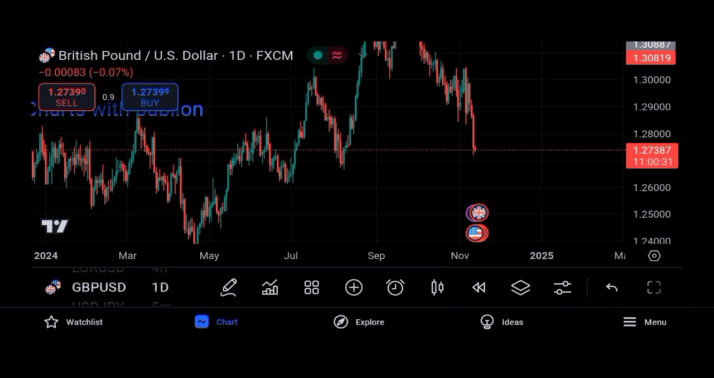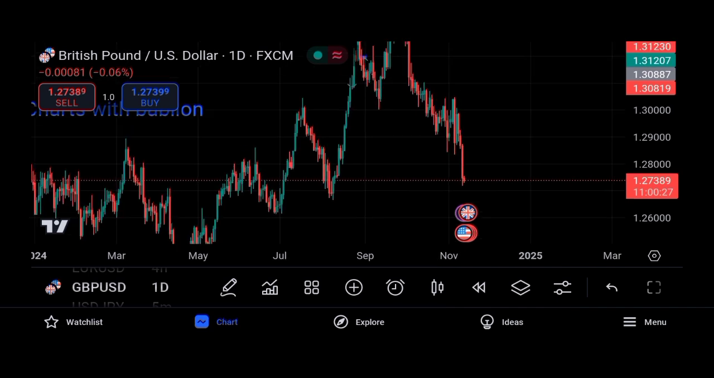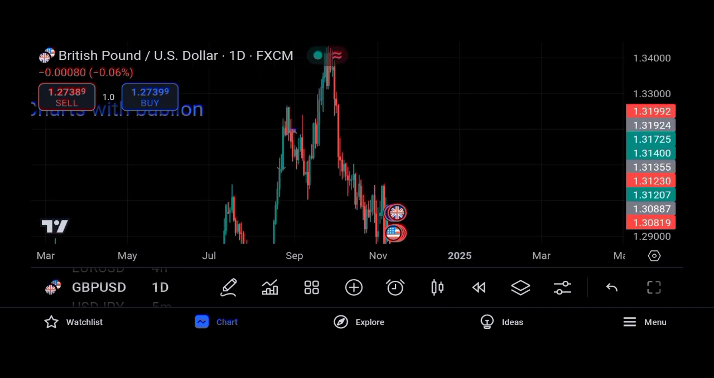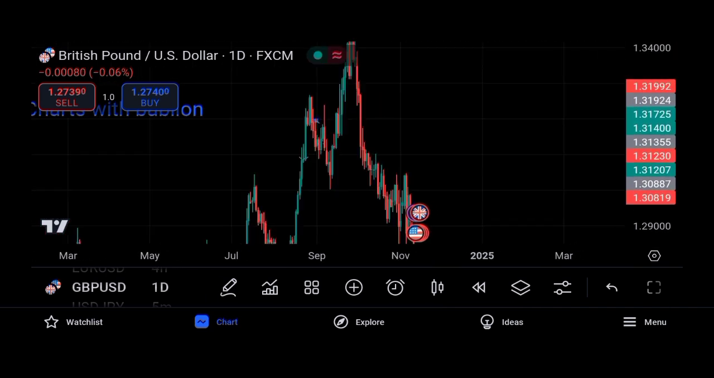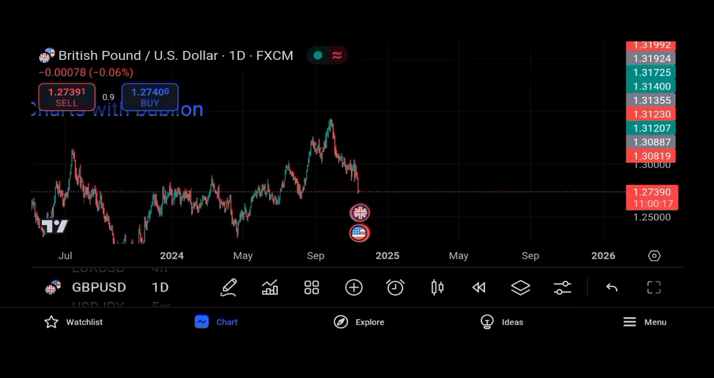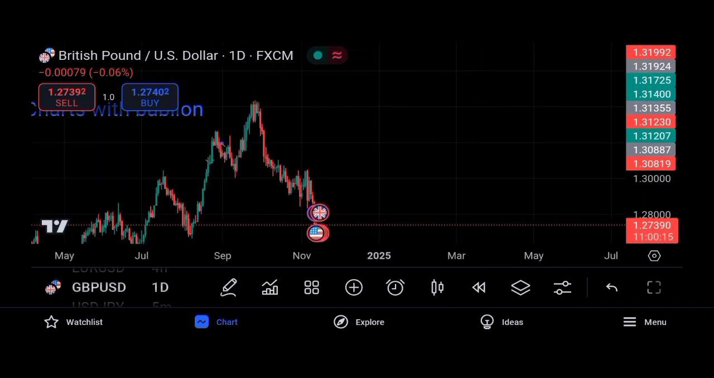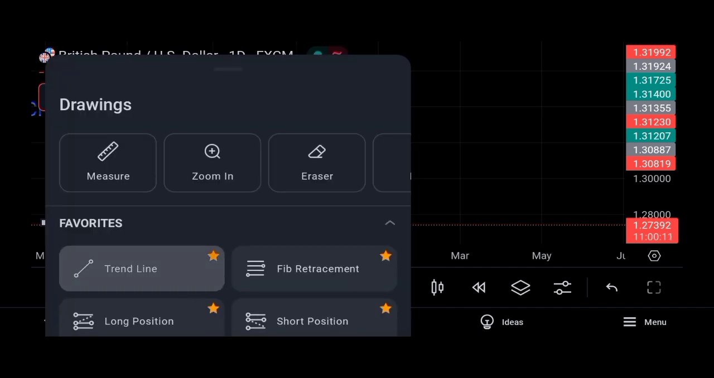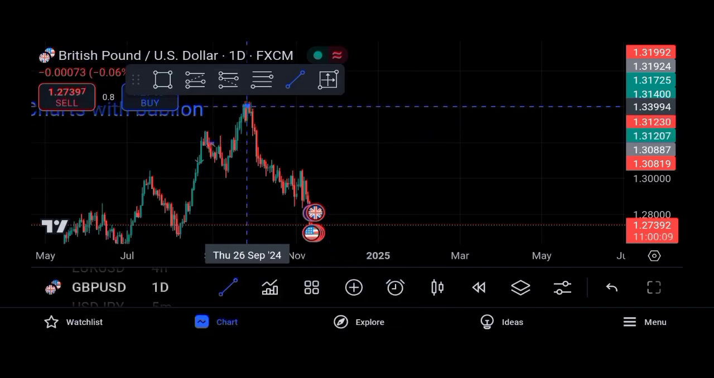So on the daily time frame right here, you can see that the market is in a very, very noticeable downtrend. You can see that from this point, the market started coming down for a very long period of time. So let me pull up my tools and show you guys this, so I can illustrate it to you very well.